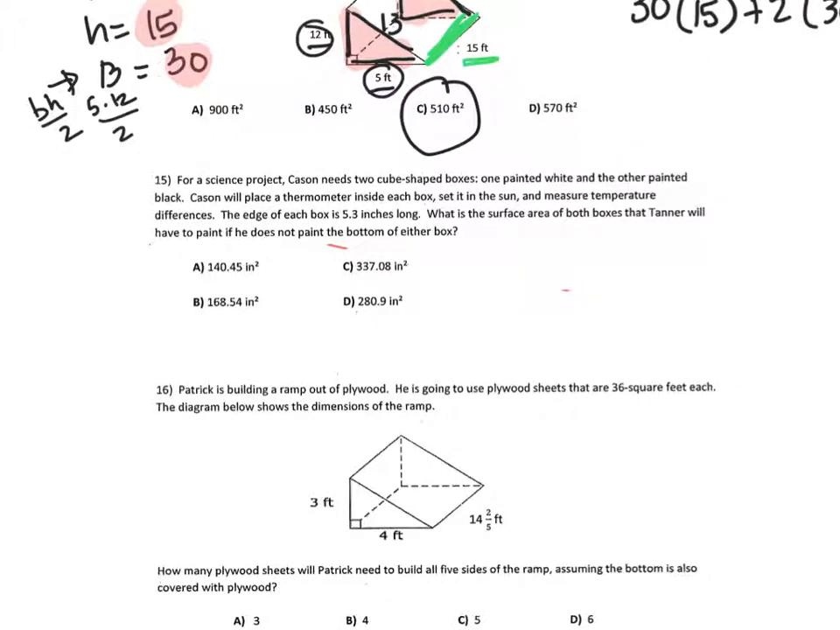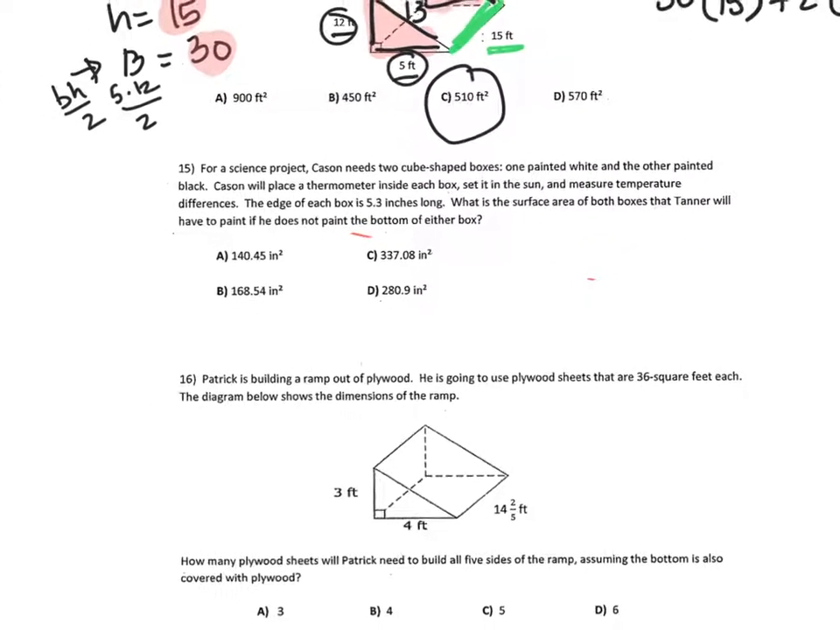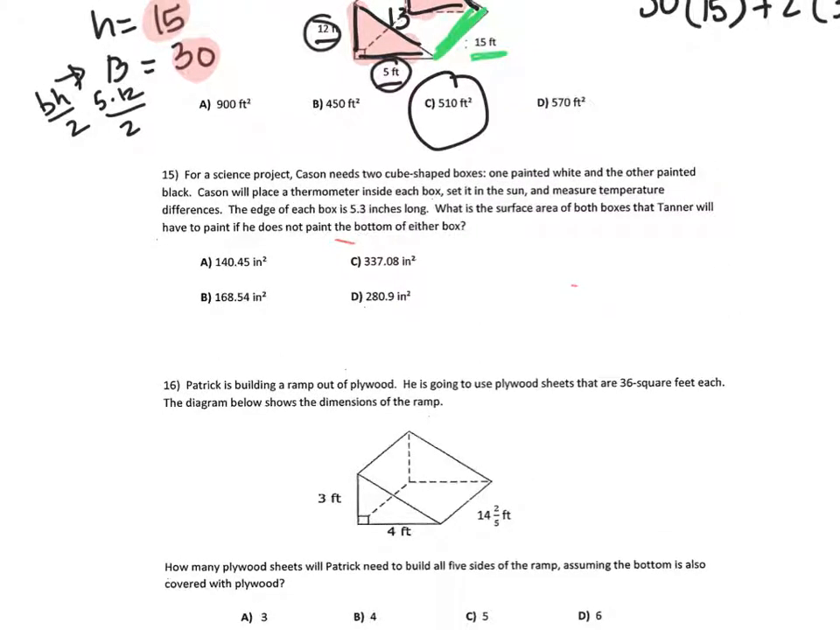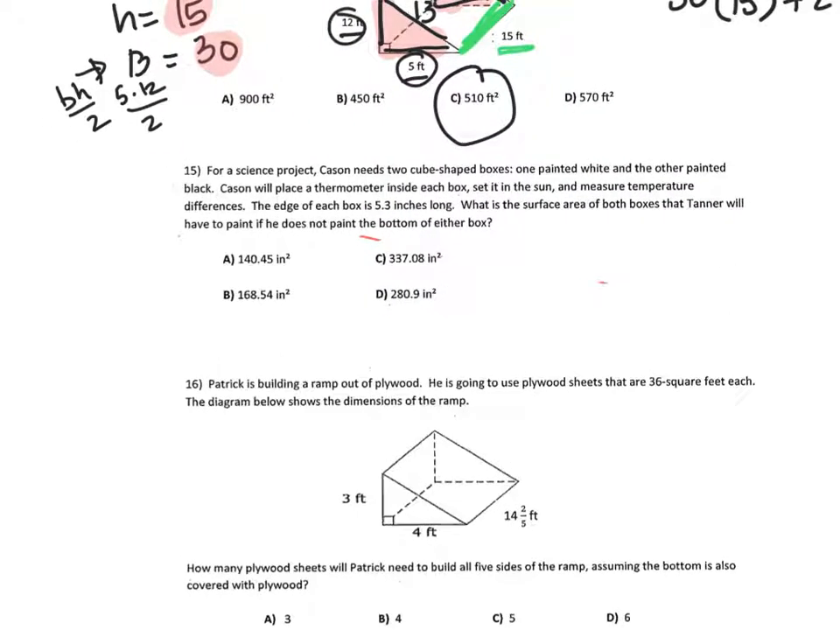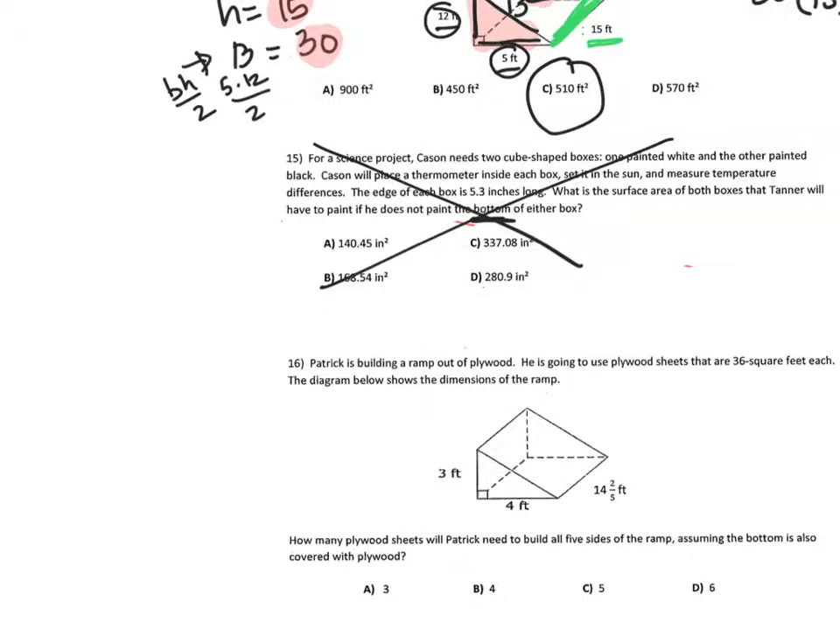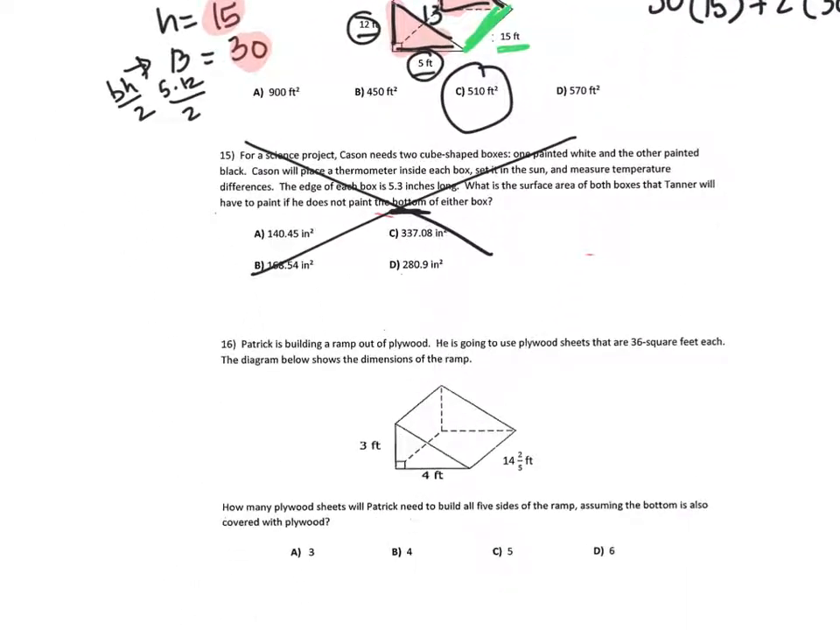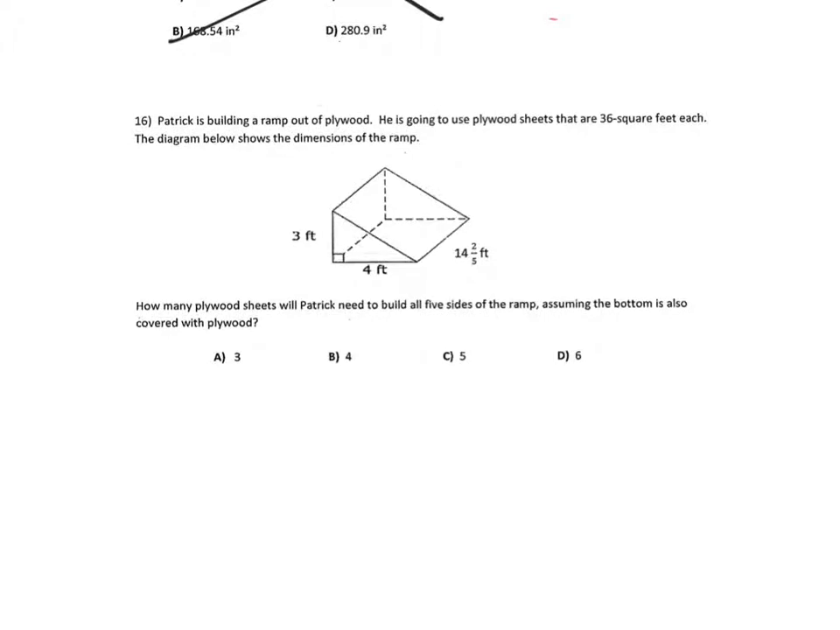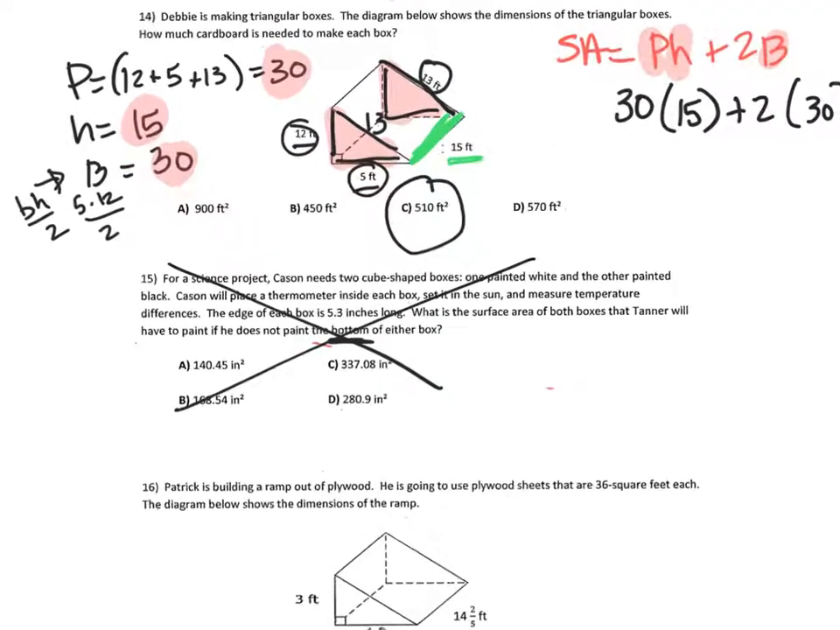Number 15: For a science project, Kaysen needs 2 cube-shaped boxes, one painted white, the other painted black. Kaysen will place a thermometer inside each box, set it in the sun, and measure temperature differences. The edge of each box is 5.3 inches long. What is the surface area of both boxes that Tanner will have to paint if he does not paint the bottom of either box? Honestly, let's go ahead and skip this one, because it's just asking to not paint the bottom. It's not really lateral. I don't think you guys will see one quite that complicated on the test. And number 16, if that's wrong, we'll go back and fix it.